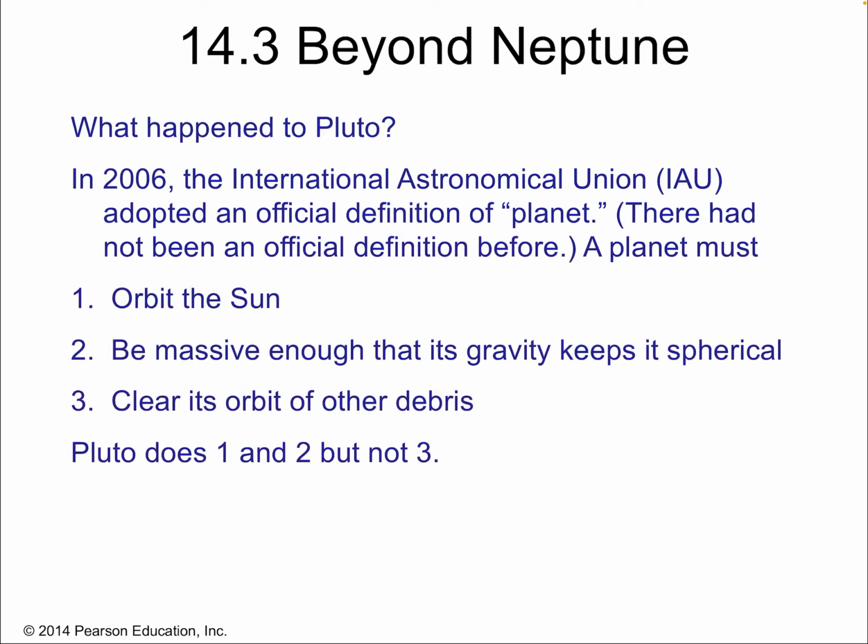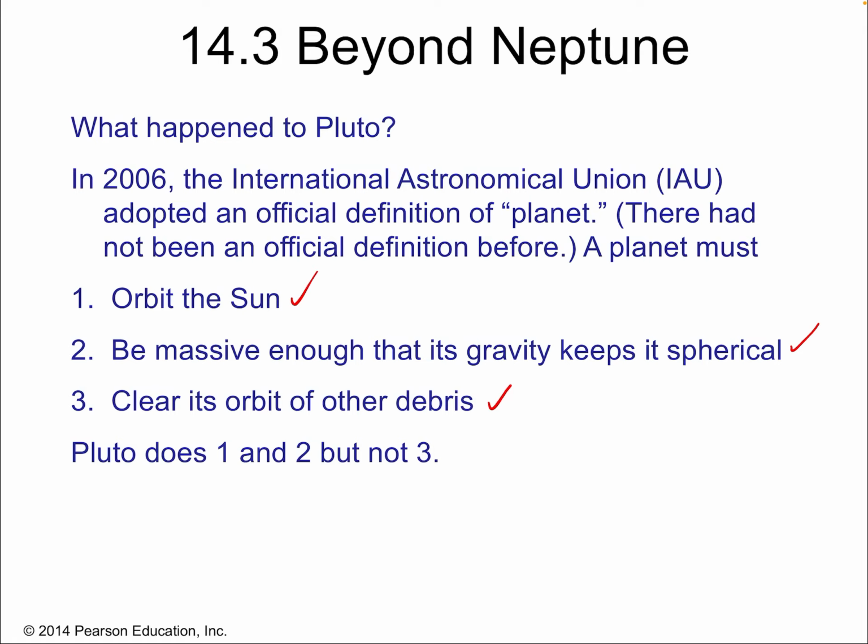There had not been one, right? Because we kind of all just agreed on what planets were. A planet must orbit the sun. It must be massive enough that its gravity keeps it spherical, and Pluto definitely passes that test. But then it must also clear its orbit of debris, okay? And that's the key thing that Pluto doesn't have. There's other debris within its orbit, right? So it wasn't massive enough to pull in those other chunks of matter within its own orbit. And that's how scientists were able to come up with the test that Pluto did not pass.